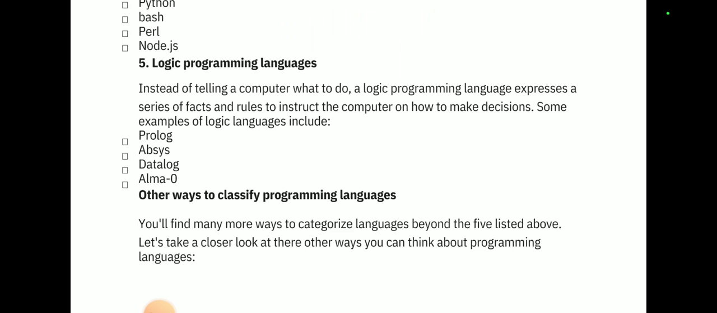So instead of telling a computer what to do, a logic programming language expresses a series of facts and rules to instruct the computer on how to make decisions. Some examples of logic languages include Prolog, Absys, Datalog, and Alma.